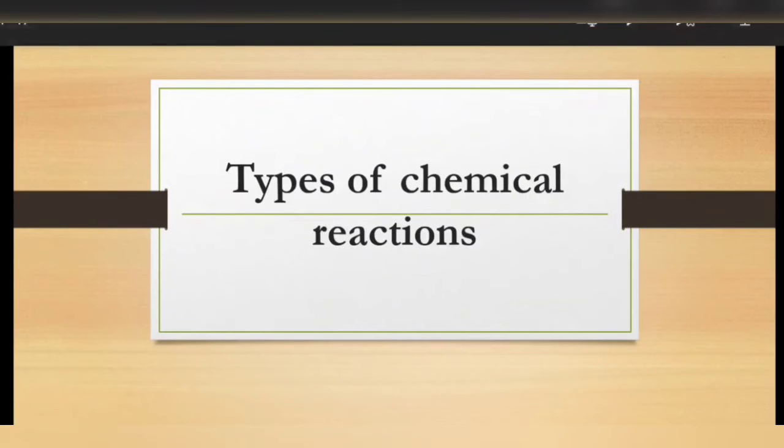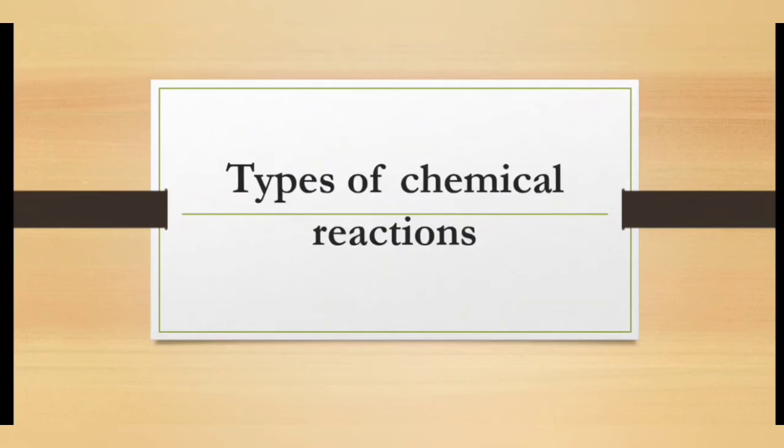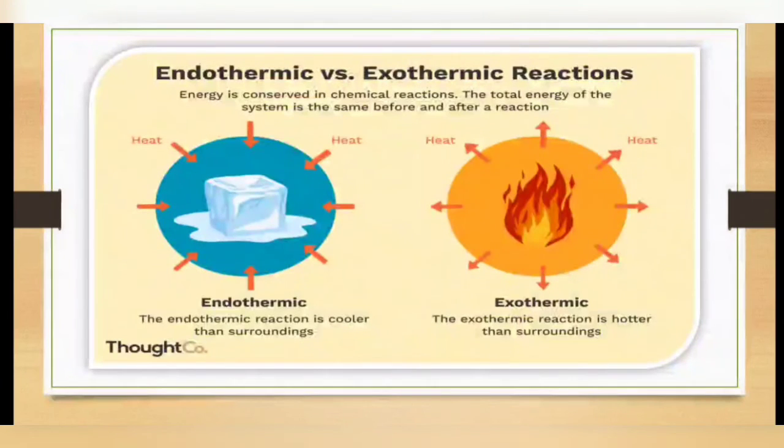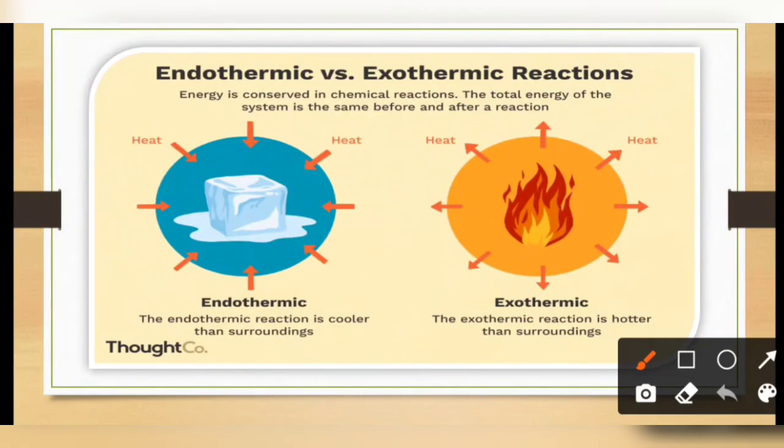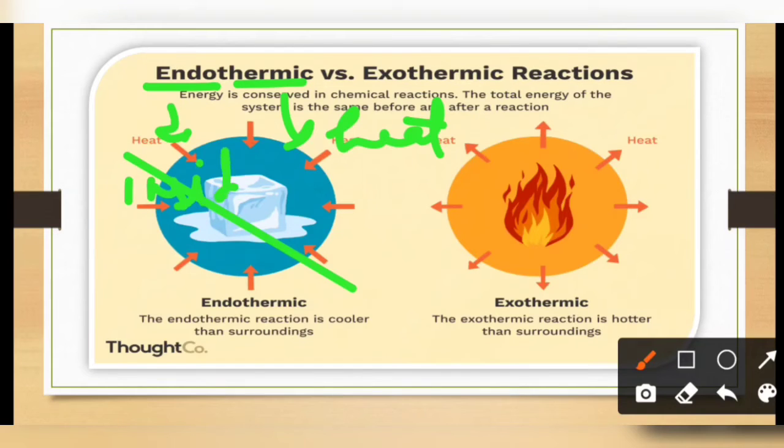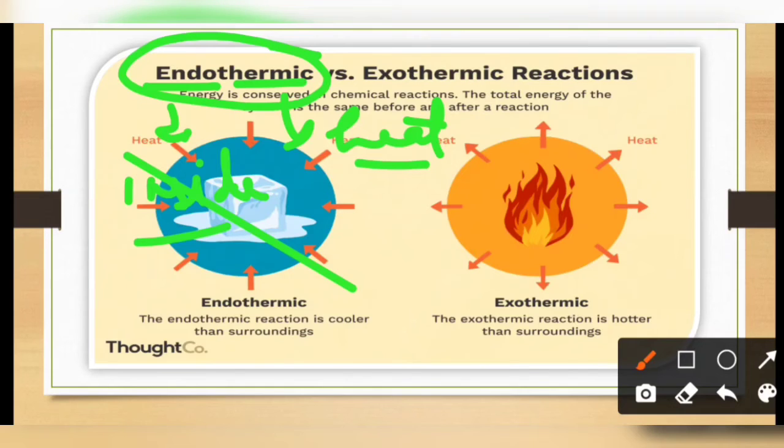Now the next topic, types of chemical reactions. Before proceeding to the different types of chemical reactions, let's look at the types of chemical reaction on the basis of whether heat is evolving or being released in the equations. Here therm means related to heat, endo means inside. If during a chemical reaction the heat is absorbed from the surroundings, that reaction is known as an endothermic reaction.